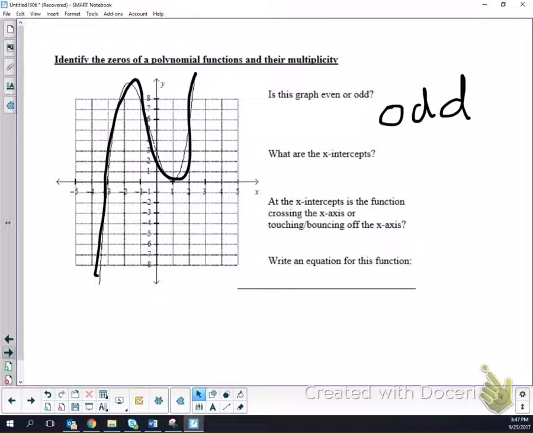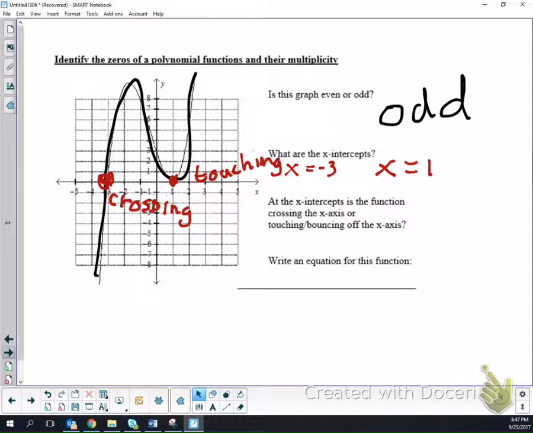What are the x-intercepts? Well, I'm just looking for where y is 0. So right there, we're going to have x equal to negative 3. It's one of our x-intercepts. And at x equals 1. At the x-intercepts, is the function crossing the x-axis or touching? Well, over at the negative 3, we see that it's crossing. Here at the 1, it is only touching.